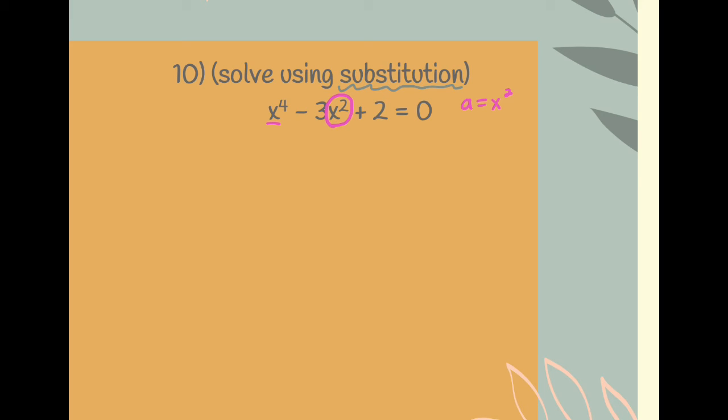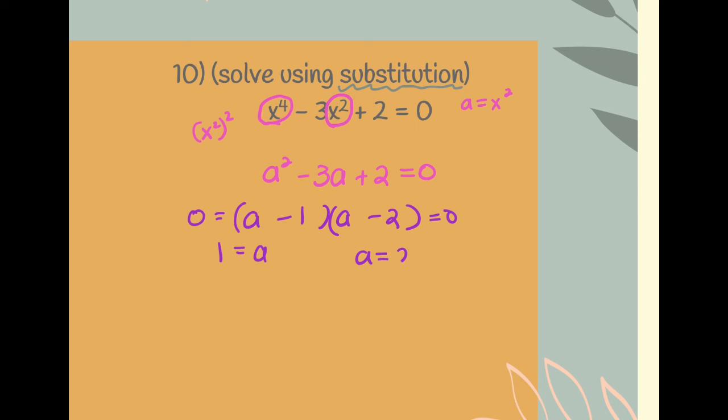So where there's an x squared, I'm going to put an a, which means x to the 4th would be the same thing as x squared squared. And that means my first term is actually going to be a squared minus 3, x squared we said was a, so 3a, plus 2 equals 0. And now this should look something much more familiar to us. We're just going to factor it. We're going to find our factors of +2 that sum to -3, which is -1 and -2. We're going to split and solve here and get a equals 1 and a equals 2.